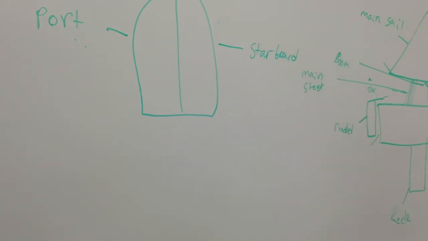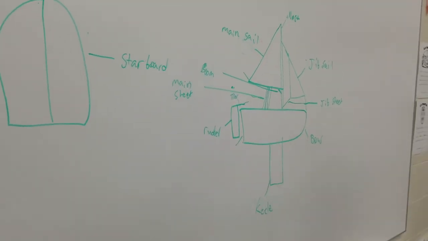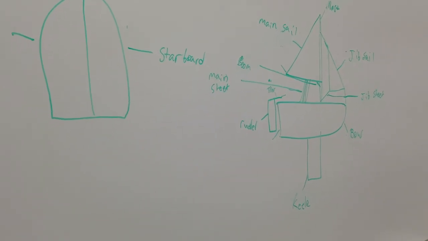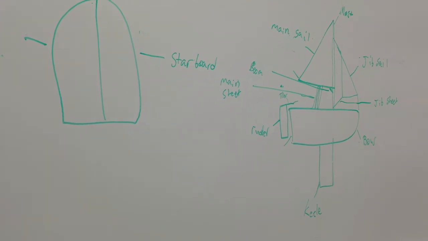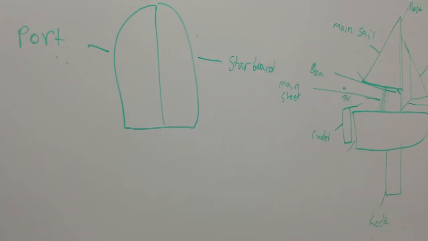Very good. Okay, so this concludes my lesson. As you can see, at the end of this lesson my students were able to identify most parts of the boat without instructor help or assistance, and they were easily able to identify what port and starboard mean.